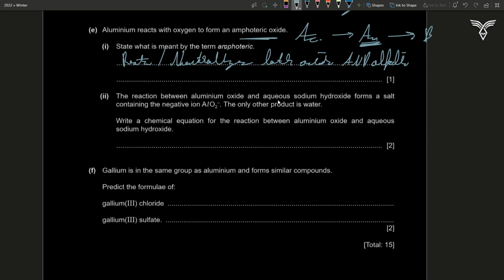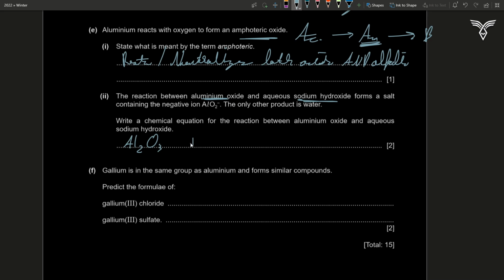Part 2. The reaction between aluminum oxide and aqueous sodium hydroxide forms a salt containing the AlO2 negative ion. The only other product is water. Write a chemical equation for the reaction between aluminum oxide and aqueous sodium hydroxide. What does it tell you? Aluminum oxide reacts with sodium hydroxide.